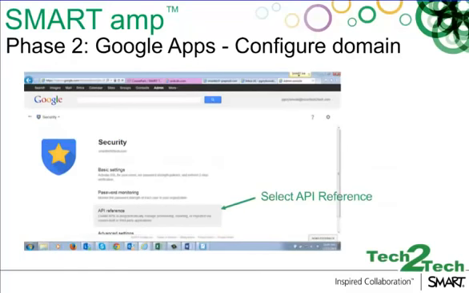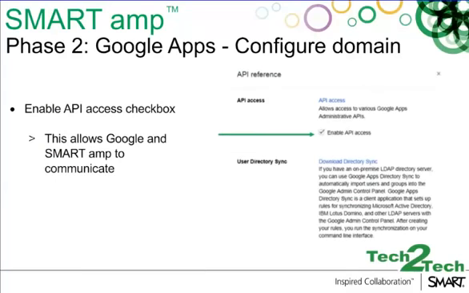API is an abbreviation for Application Program Interface. API reference specifies how software components should interact. We will change the default setting within the Google Apps for Education domain. Once you have selected API reference, you will need to enable API access by checking the box as shown on this page. This will allow Google Apps and Smart Amp to communicate.